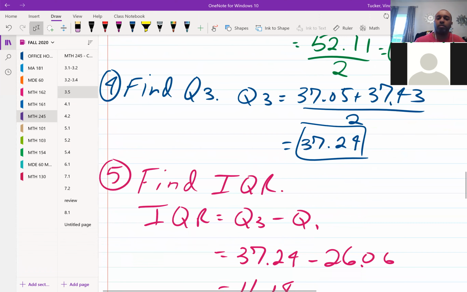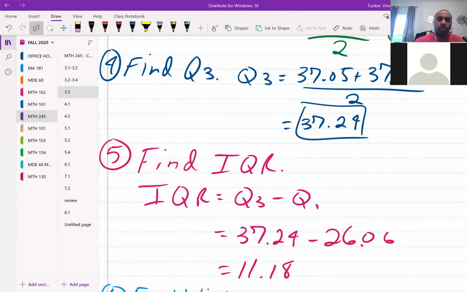All right. So find the IQR, Q3 minus Q1, 37.24 minus 26.06. And that gives 11.18.